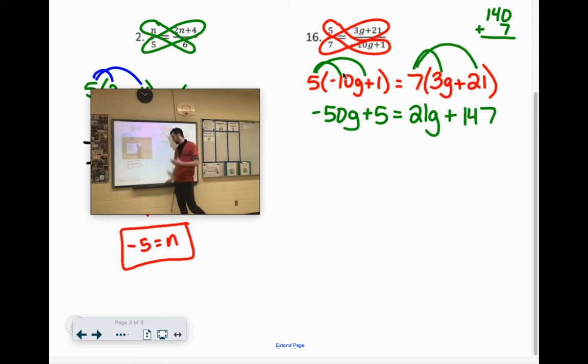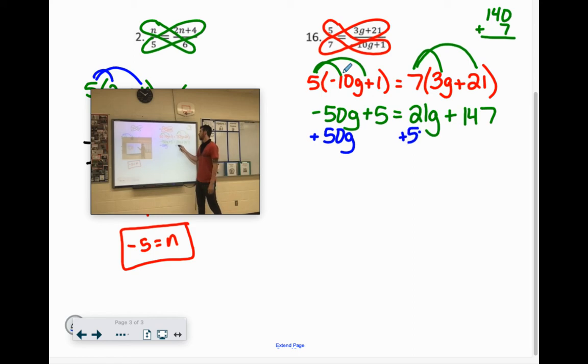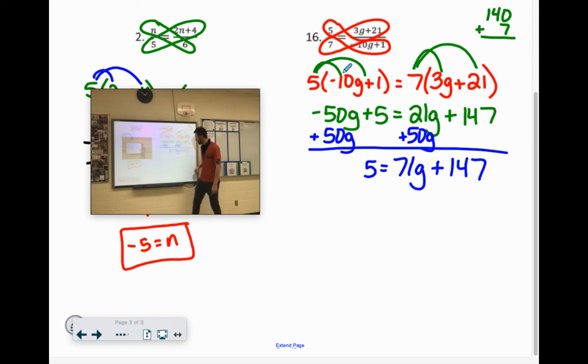Cool. Papa Plant would say get rid of the smaller one here. So I'm going to get rid of negative 50g by adding 50g's. But of course, if you wanted to, you could have subtracted 21g's and it still works out. But I usually like those positive numbers because you know me, I try to be positive. 5 equals 71g plus 147. We gotta get rid of the plus 147. Let's subtract it.